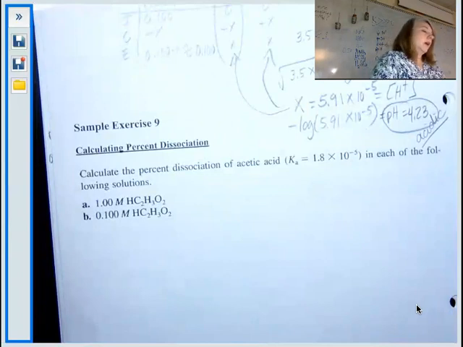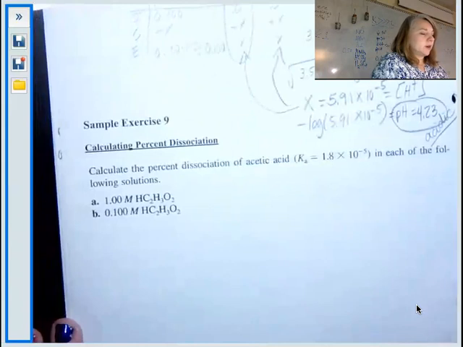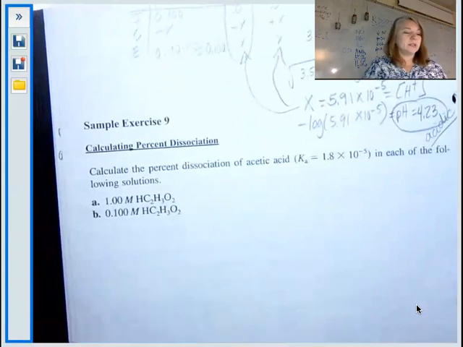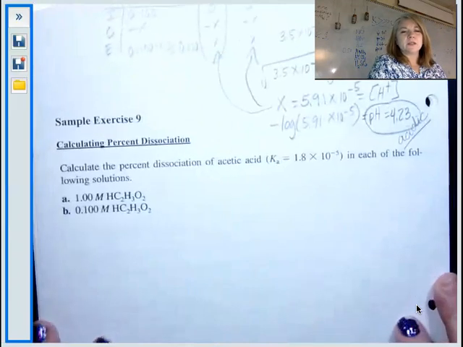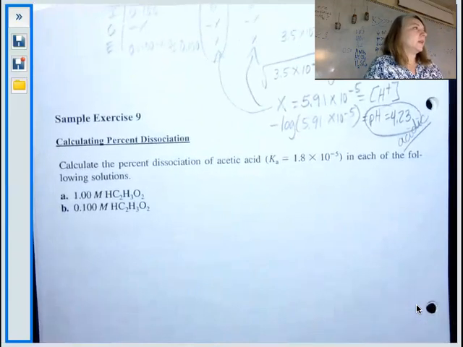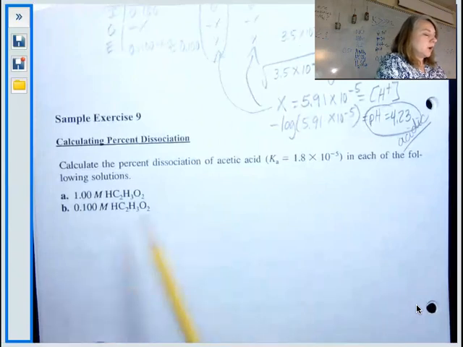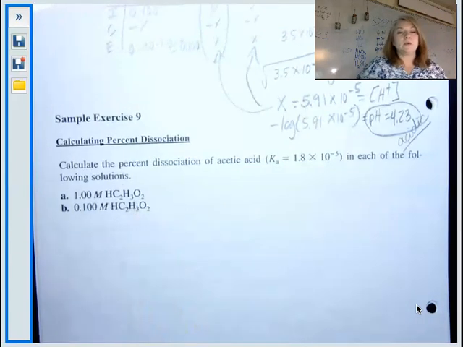Okay. All right. Let's start with sample exercise 9. We're going to do the same kind of thing, and then I'll show you how to actually, instead of calculating percent dissociation, let's just find pH of these. Okay. First of all, would you agree that this is a weak acid? It is a weak acid.